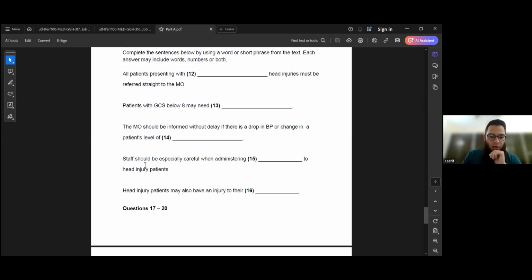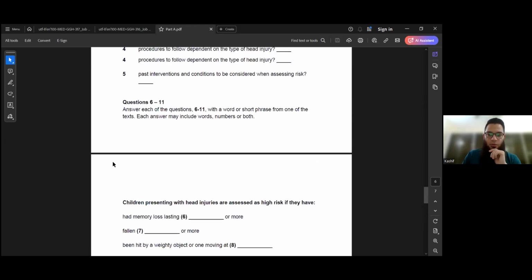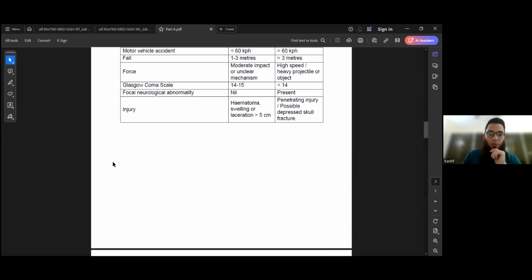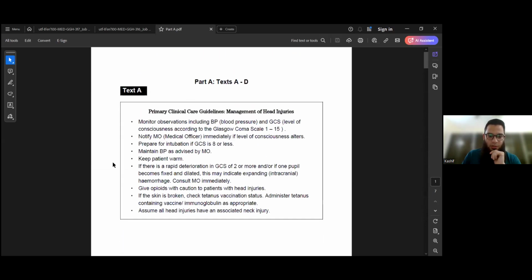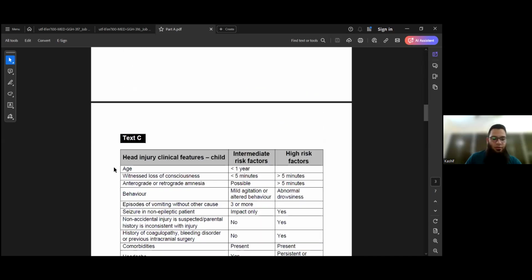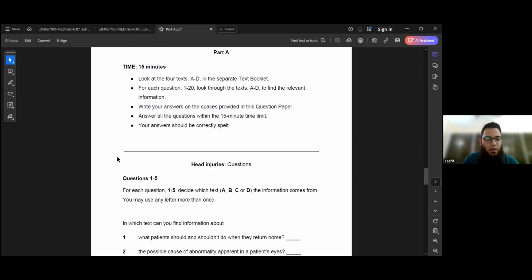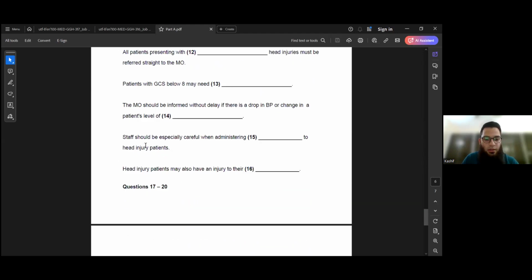Okay. And staff should be especially careful when administering dash to the head injury patients. For this, I will go to the text A and have a look. Staff should be careful with what exactly? Okay, it is important. I know it is given in part A, what exactly they should be cautious about. Okay, now the other is, sorry, even I am getting very frustrated with this scrolling. Head injury patients may also have an injury to their what? It is also given in the text A. What exactly is this?